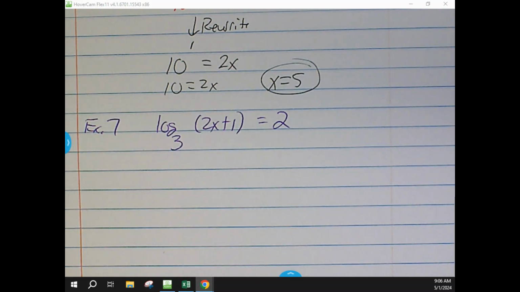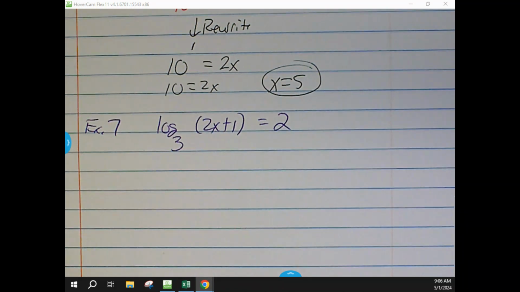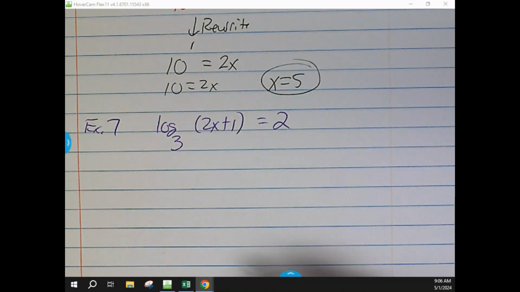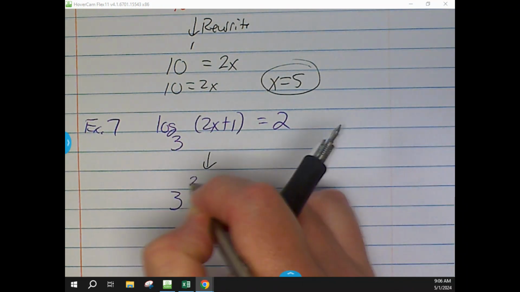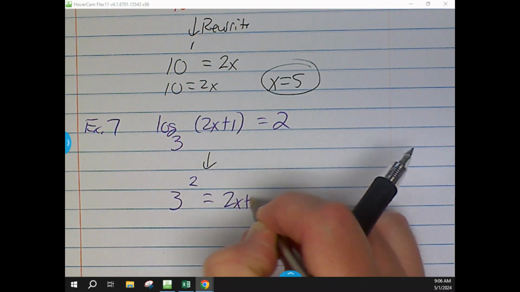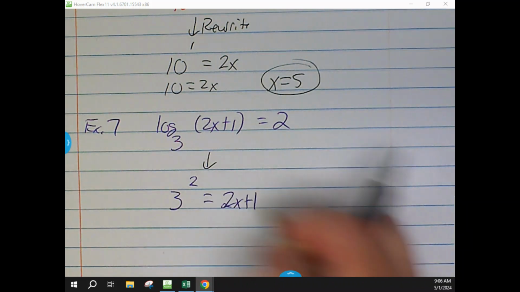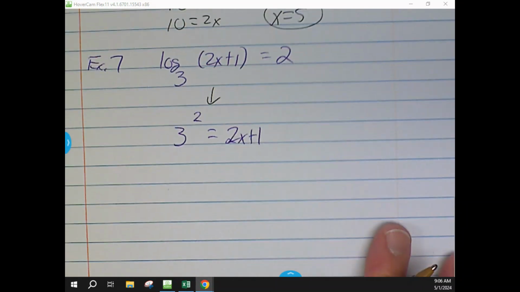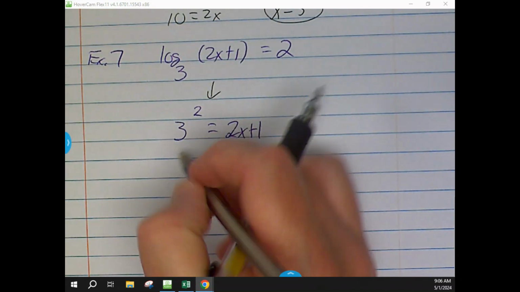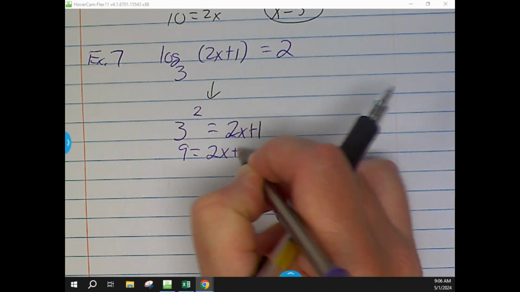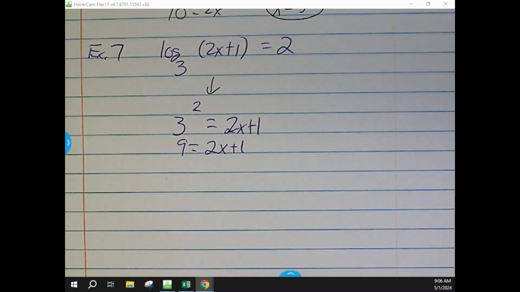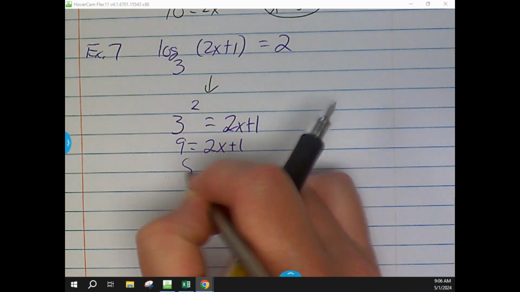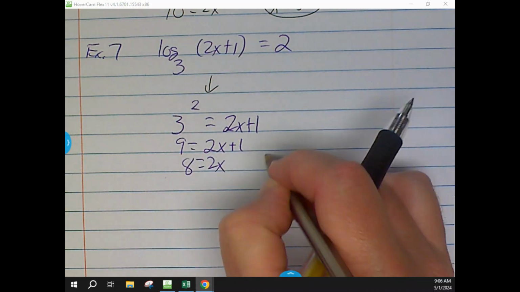Okay, so let's go log of 2x plus 1 with a base of 3, and that's going to equal 2. Again, because the x is here, you cannot use your calculator, so we've got to rewrite it. So it would make it 3 squared equals 2x plus 1. Okay, 3 squared is 9. And now you've got just a regular solving equation, so we'll subtract 1 from both sides and then divide by 2.